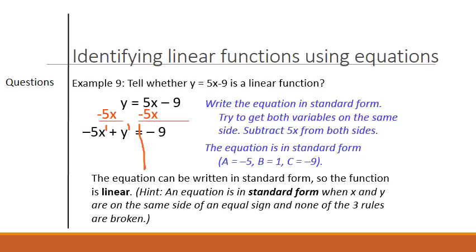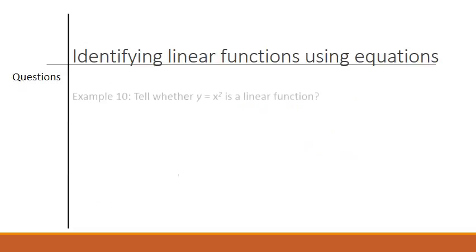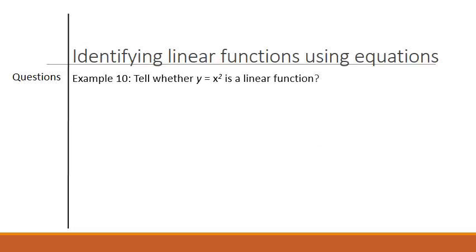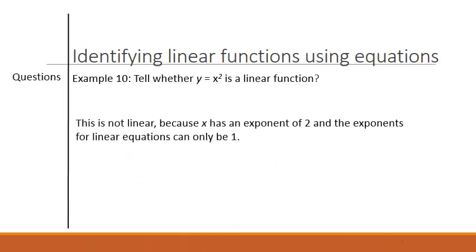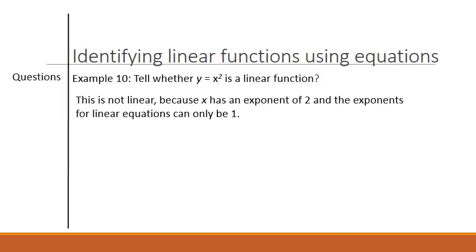Last example is coming up. Example number 10. Tell whether y equals x squared is a linear function. I think you got it. This is not linear because x has an exponent of 2 and the exponents for linear equations can only be 1. So since we have this exponent here that equals a number other than 1, this is not a linear function.